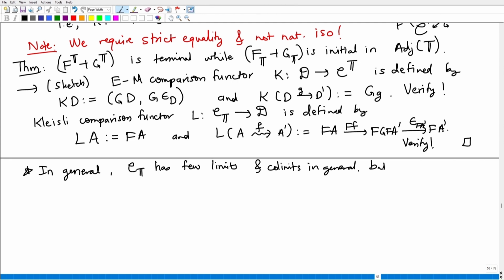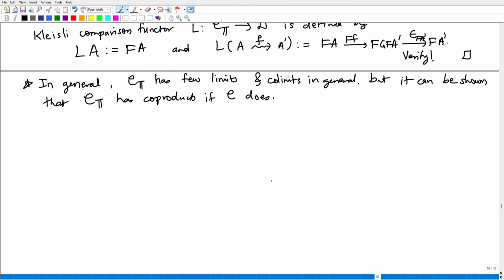but it can be shown that C_T has co-products if C does. However, for the Eilenberg-Moore construction, we have another result. So G_T, and this result is more along the lines of our discussion about algebras. The forgetful functor from algebras to the base category, that one creates all limits which exist in C.